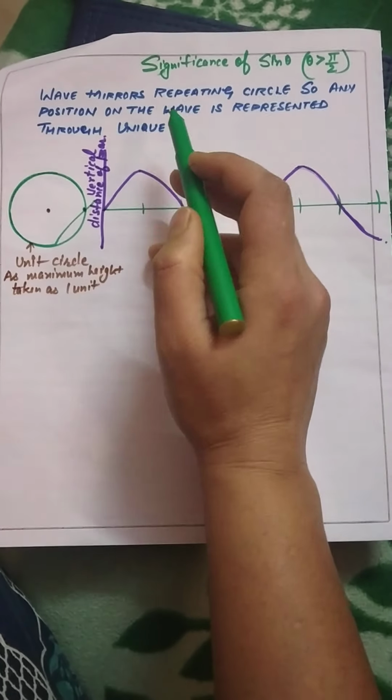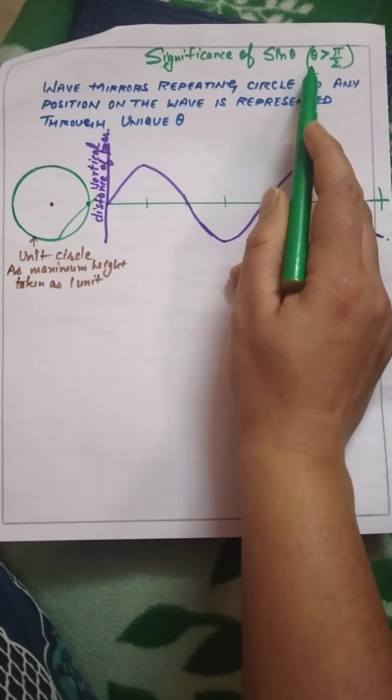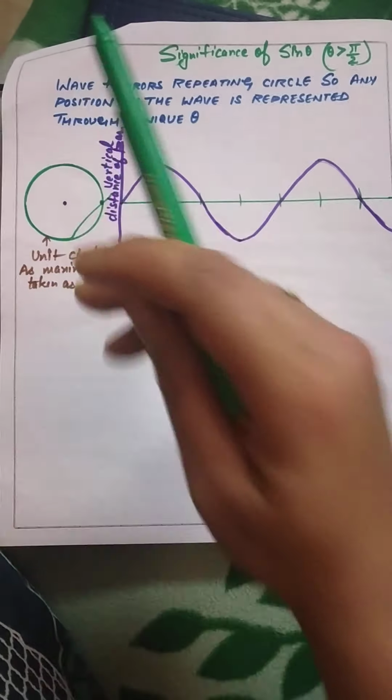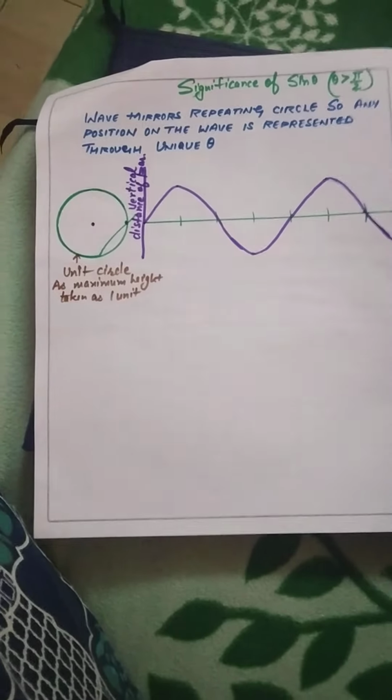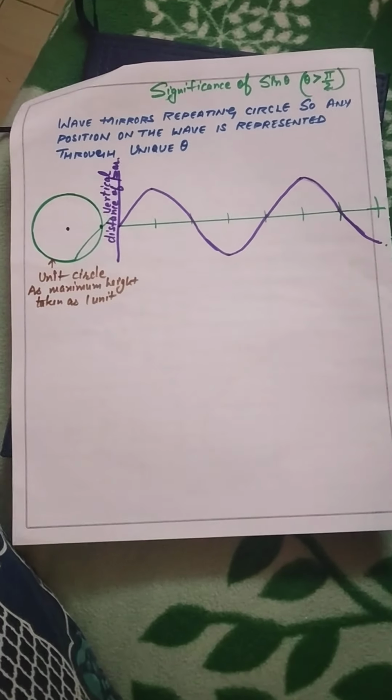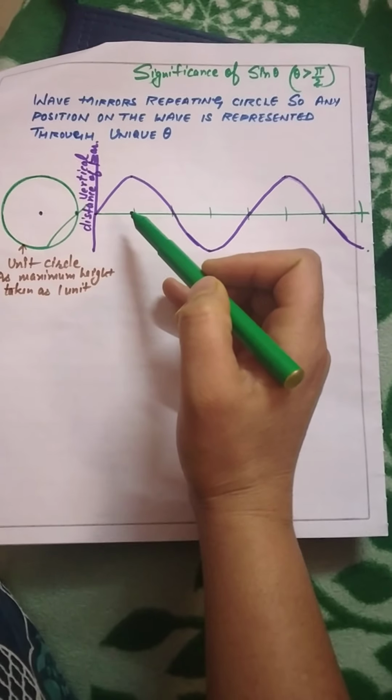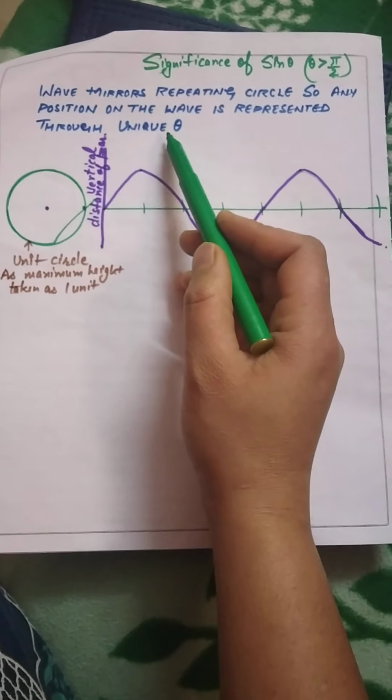So here we will study the significance of sine theta, where theta is greater than pi by 2. In my previous video, as we have discussed, a wave mirrors a repeating circle. So any position on the wave is represented through a unique theta.